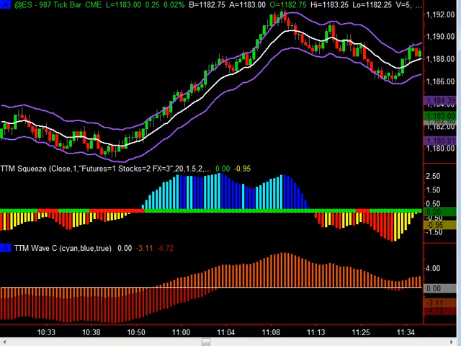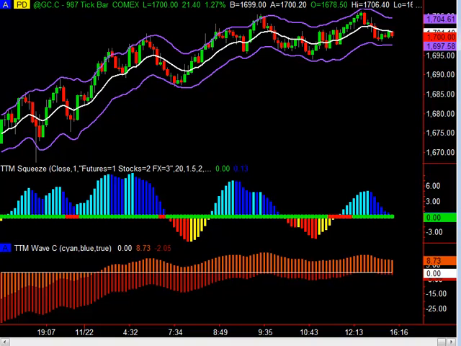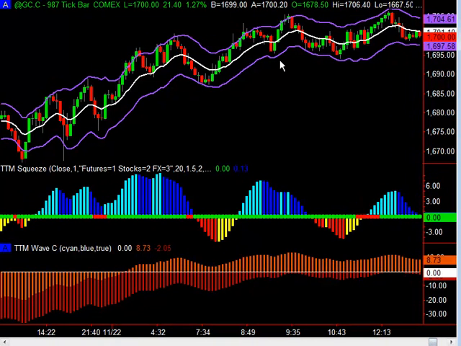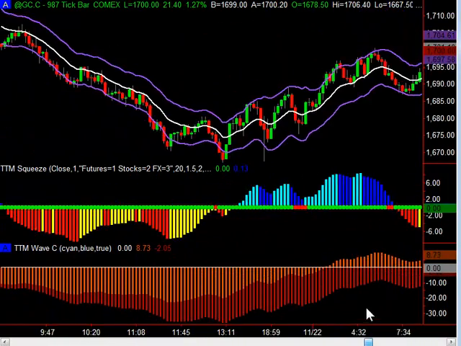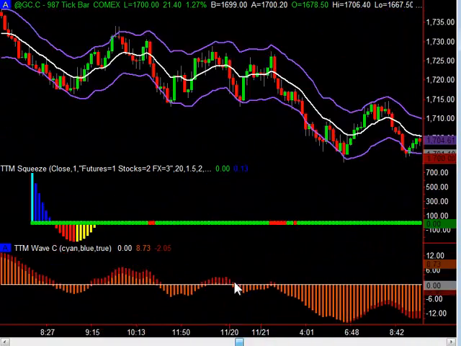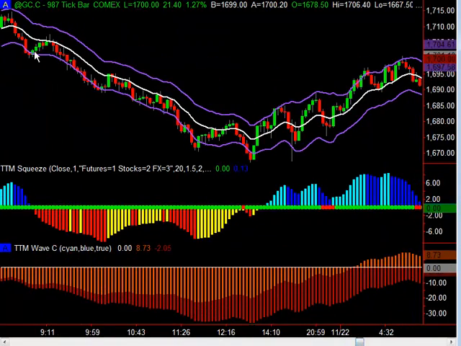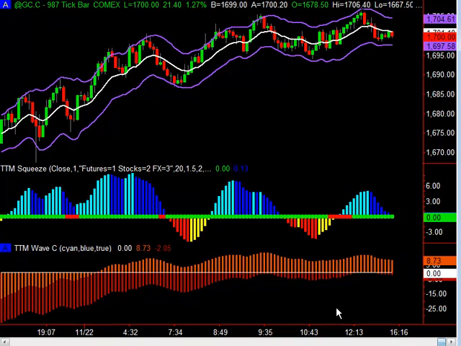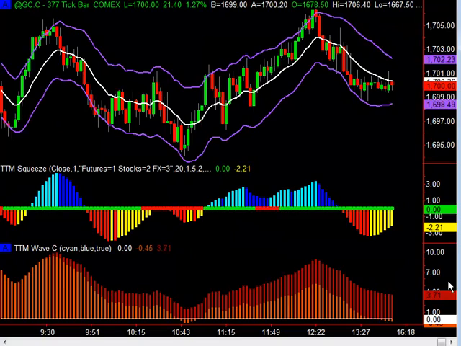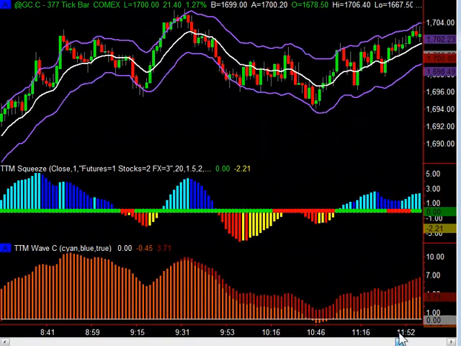Then if you drill down to gold on a 987 tick chart, it's a nice intraday swing type of chart. Now gold in the afternoon is usually kind of quiet. A lot of times these big sustained moves happen over the course of a day, and you're not going to get a squeeze. This one only has one set up. Gold is thin enough that the 377 gives you more of a day trading perspective.